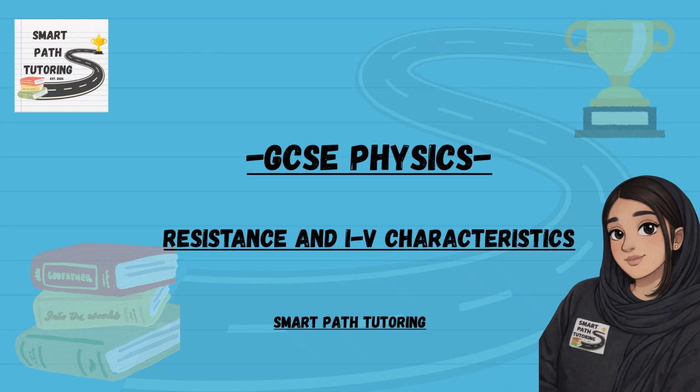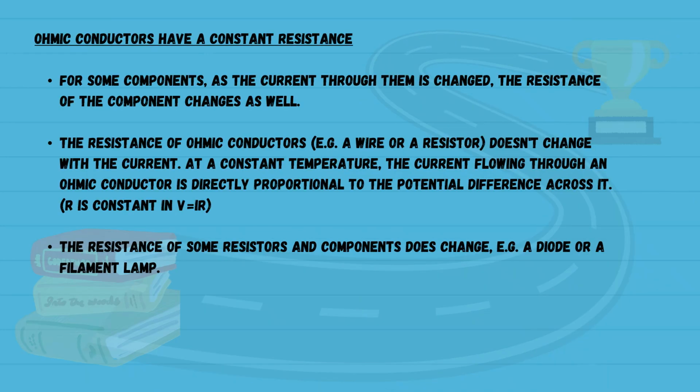This one is on resistance and IV characteristics. Ohmic conductors have a constant resistance. For some components, as the current through them is changed, the resistance of the component changes as well.